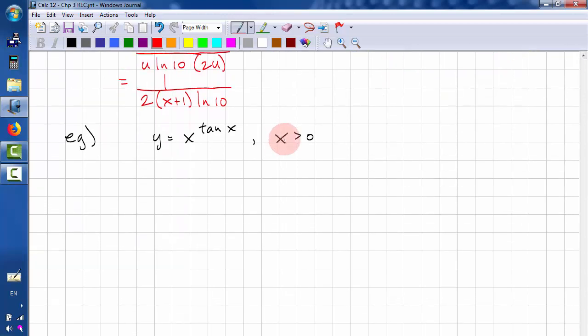Okay, one last example. We have an x in the base, we have an x in the exponent. So there's no derivative rule for this. So we do what we did in pre-calc. We need to take the ln of both sides. And if we're taking the ln, this is the exponent, it's going to come out front. Tan x ln x. Well, now we have an implicit equation, so we need to do implicit differentiation.